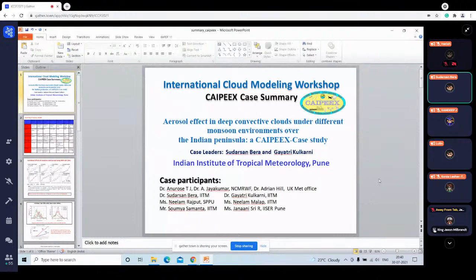Okay. So for summarizing the Kypex case study, the main objective of this case was to investigate the effect of aerosol in deep convective cloud under different monsoon environments. This case was led by myself and Gayatri. And these are the list of case participants, which is written below.